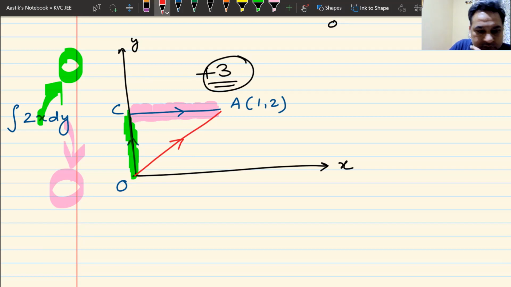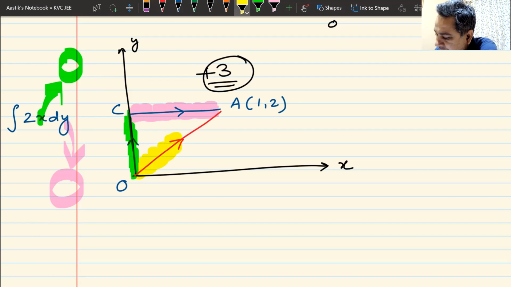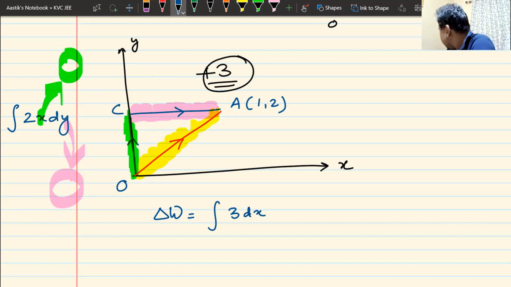Sir, I have got the answer of -1. You have got the answer as -1. May I know how you have done this? Yellow path. In the yellow path again, I have to calculate delta W. Sir, for me, it's +1 joules. +1 and -1. So I have to find the integral of 3 dx minus 2x dy. I have to calculate this integral, right?